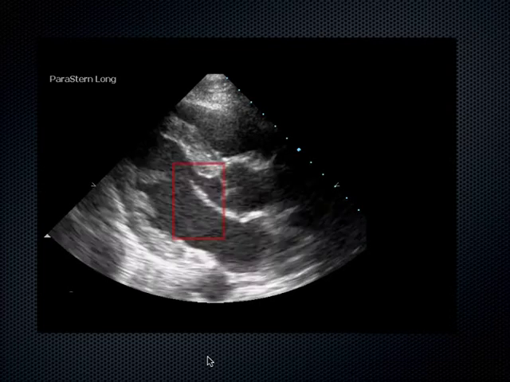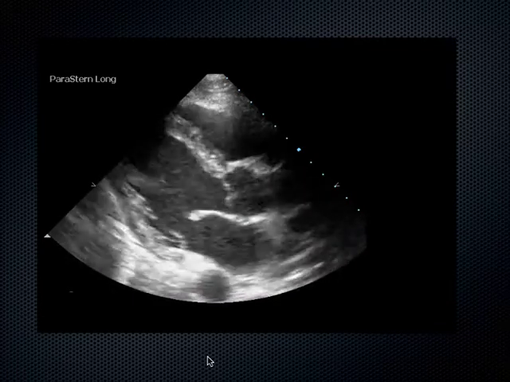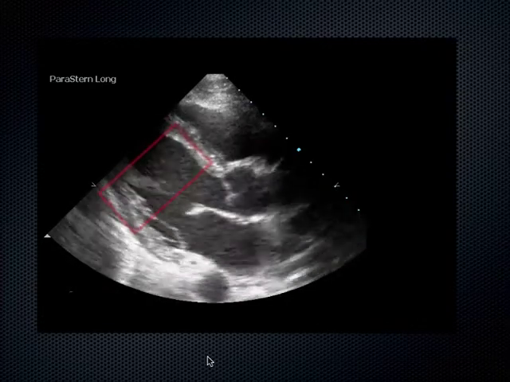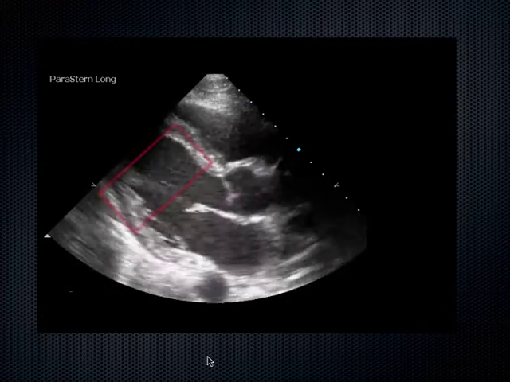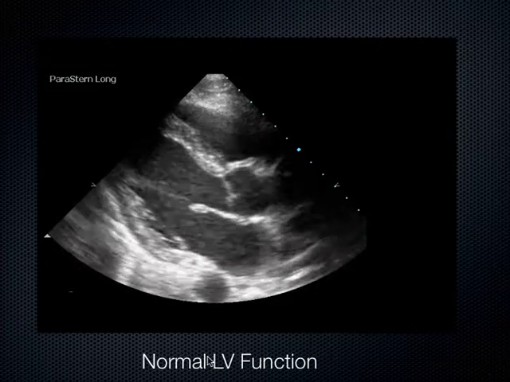Okay, good. So, I know it's early. Here's the other thing we look at back here. What do you guys think? Yeah, it's contracting. There's good squeeze there. And this is indeed a normal LV functioning heart right here. Okay? Now, how about this one?